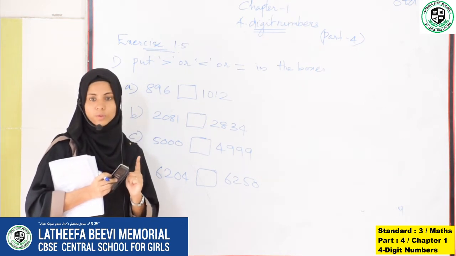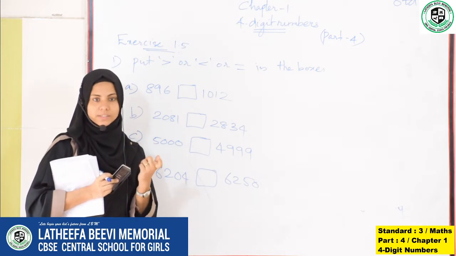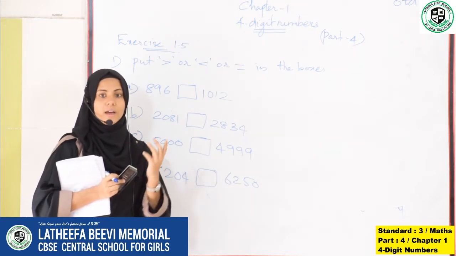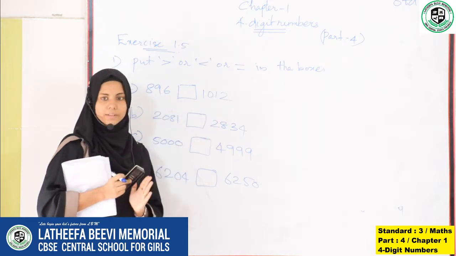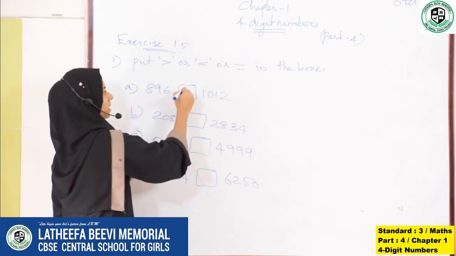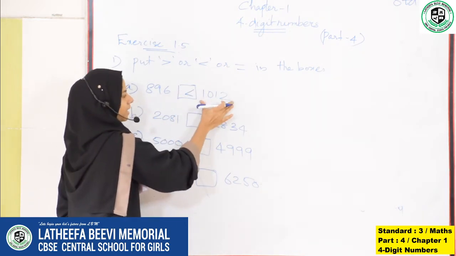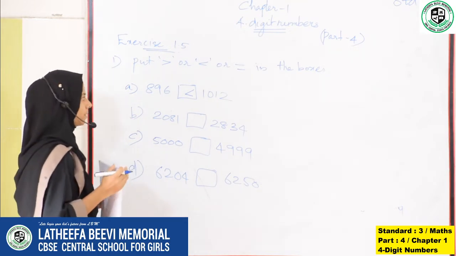Which rule are you using? First rule. The number that has more digits will be the greater number. Here, one has 3 digits and the other has 4 digits. Then which one is the greater number? Yes, this one is the greater number because that number has a greater number of digits. So that number is greater.